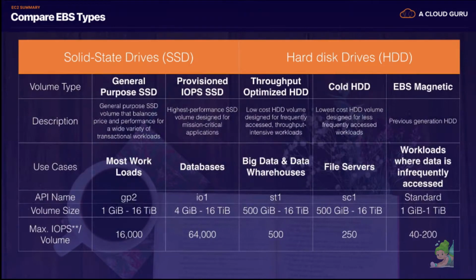Then we looked at EBS. These are the different EBS types. So we've got general purpose SSD or GP2. We've got provisioned IOPS SSD, which is IO1. So those are our two different flavors of SSD. And essentially, if you want your IOPS to go above 16,000, you want to move from general purpose over to provisioned IOPS. We then have hard disk drives.